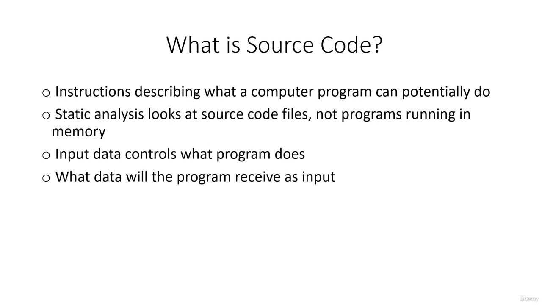So, what is source code? Source code basically is an instruction describing what a computer program can potentially do, and static analysis looks at the source code files, but not the program running in the memory. The input data controls what the program does while the code is running, and what data the program will receive as input.